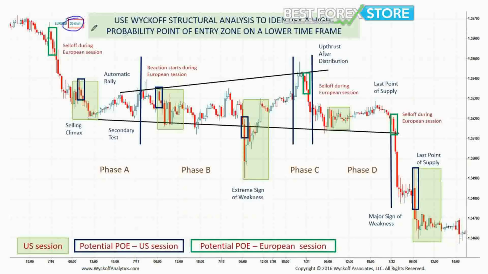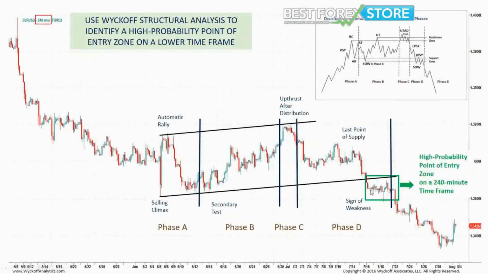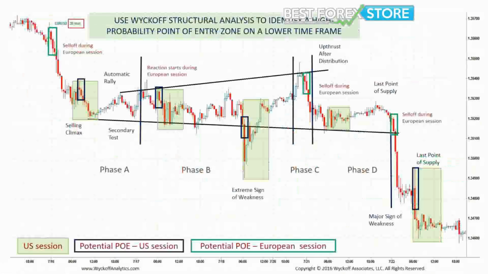This is 30 minutes, and this is the same range as this one right here in this green box. So right away, you can see a lot of points of entry. I identify those as dark blue boxes and green boxes. Now I will also put them into different sessions, so US session and European session.